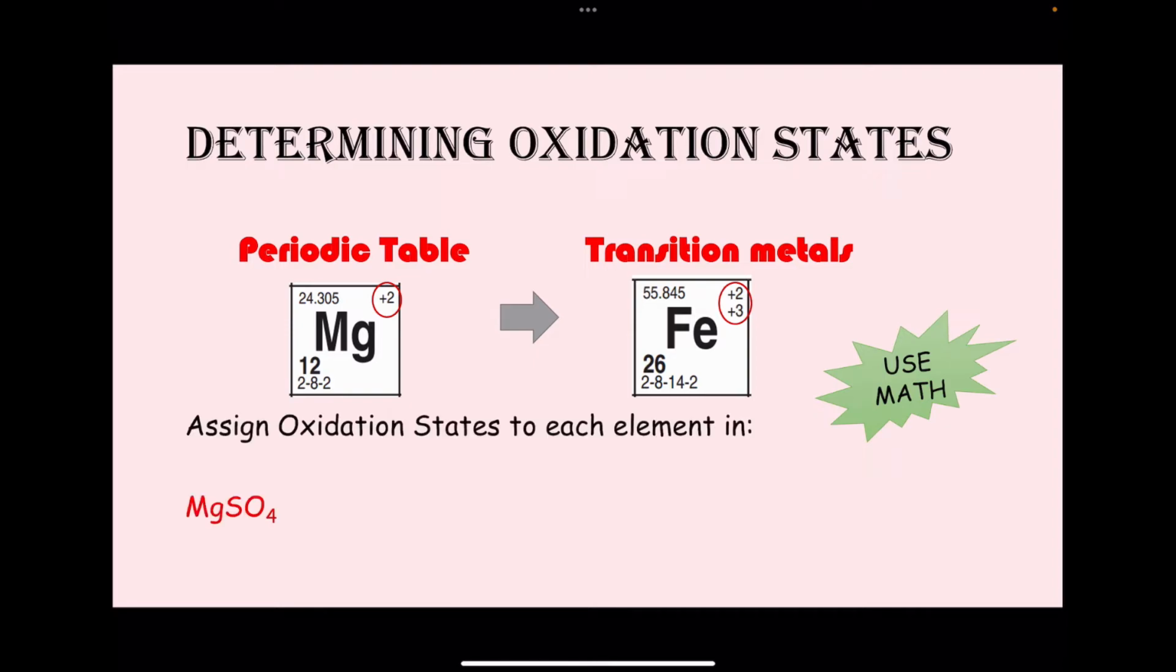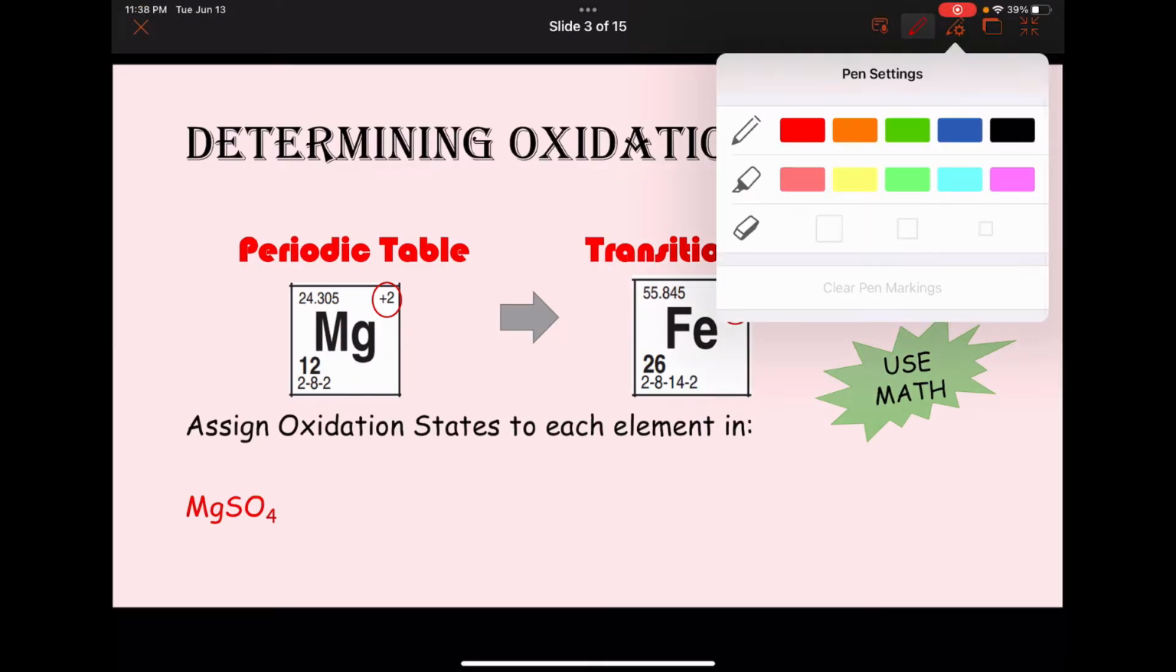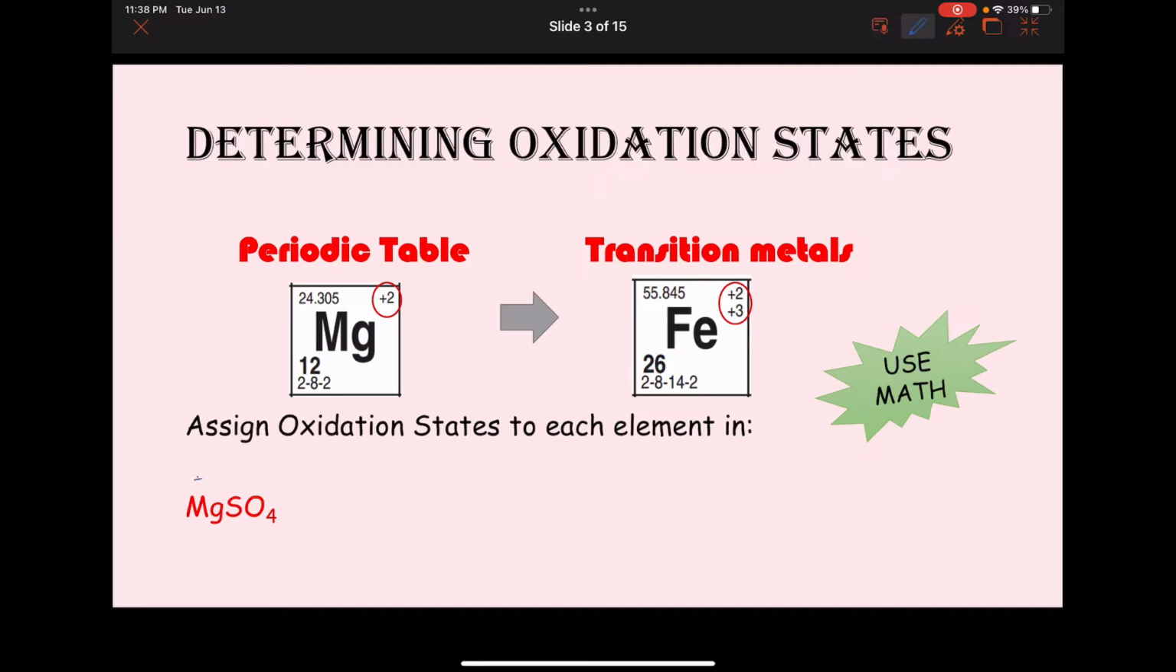Let's look at magnesium sulfate, MgSO4. How can we figure out the charge of the three elements in magnesium sulfate? For magnesium, as we can see in the periodic table, the charge is +2, so we can write the charge of +2 for magnesium. For sulfur, there can be more than one oxidation state, so we'll set that equal to X for now. And for oxygen, the charge is -2.